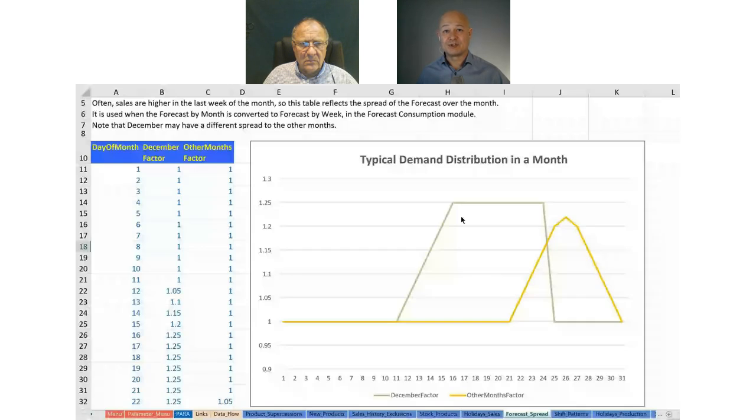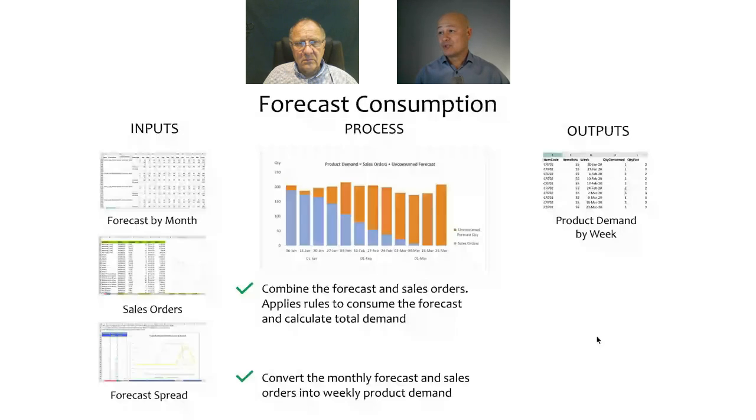And then with a separate distribution curve for December, because for most markets, the December patterns tend to be a little different. So this is a more intelligent way of being able to take a monthly volume and divide it into weeks, given the fact that there may be a hockey stick effect right at the end of the month, and demand should be higher then. So the output of forecast consumption is product demand by the week. So this is now telling us the total demand that we expect to see for all of the weeks going out into the future.